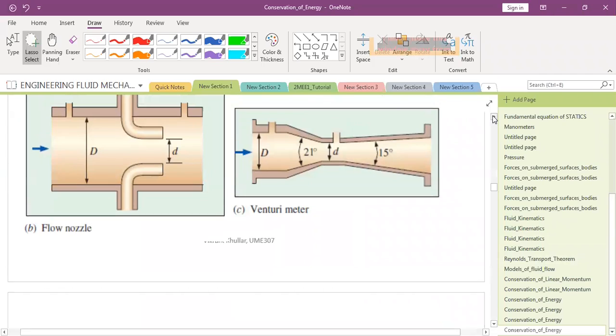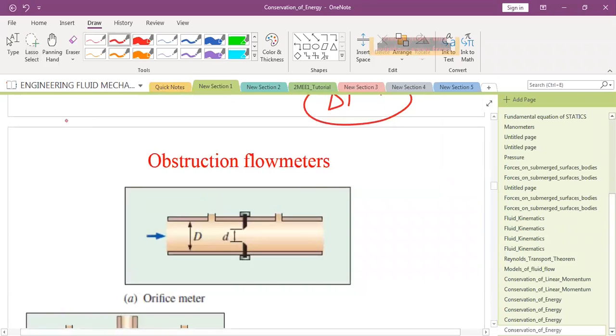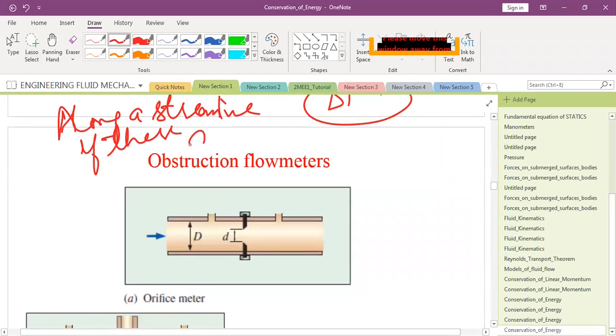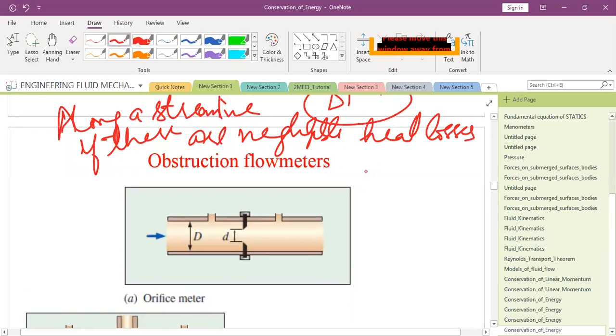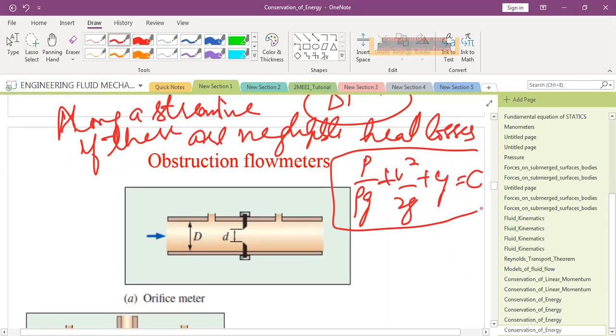premise behind flow measurement was Bernoulli's principle, because we know that along a streamline, if there are negligible head losses, then P upon rho g plus V square upon 2g plus y is a constant. So this principle we are utilizing to find out the flow rate. Are you clear?